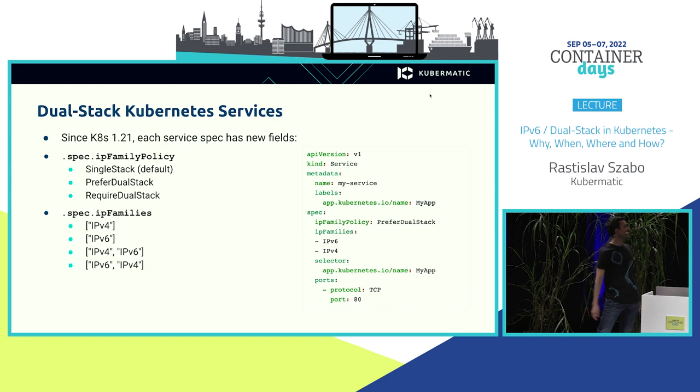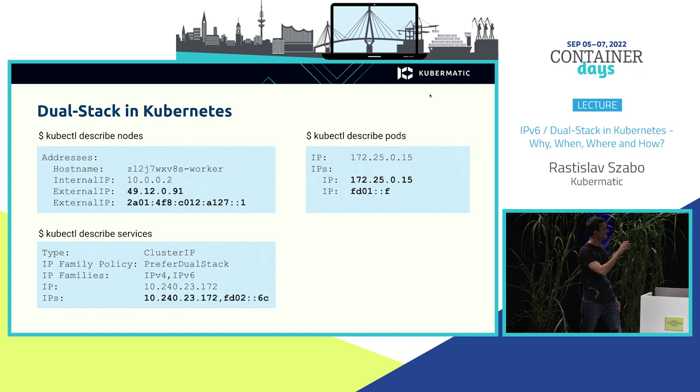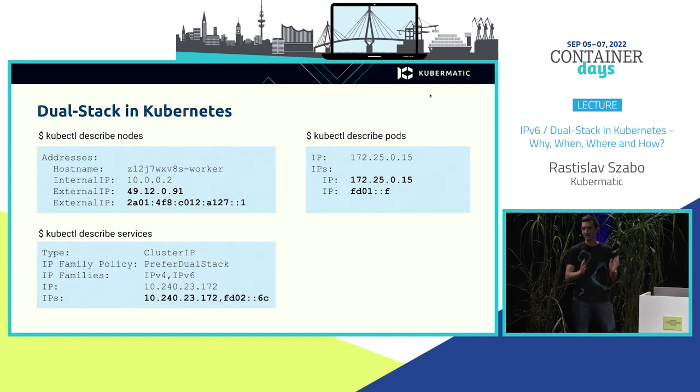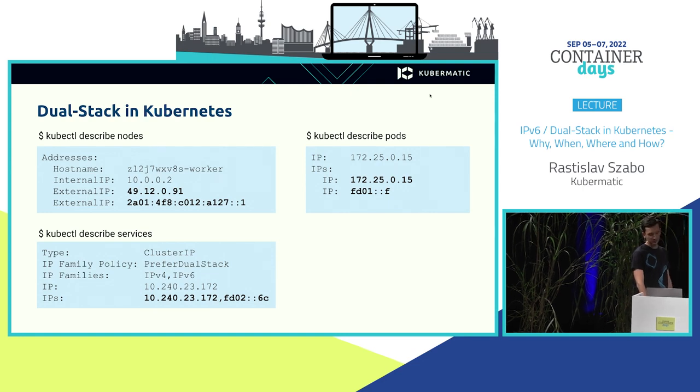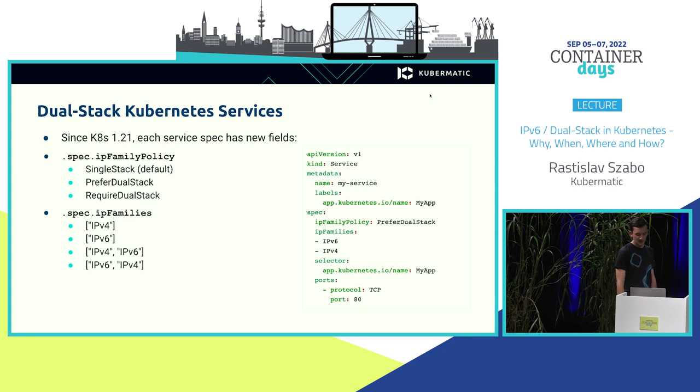And via spec.ipFamilies, you can control the IP family that you want in case of single stack, or the order of IP families in case of dual stack service. The order is not that important. At the end of the day, again, it works the same way. The order just controls what you can see in the service's IP field. The first one is always used for the service IP. So that's what you see if you just do kubectl get service.